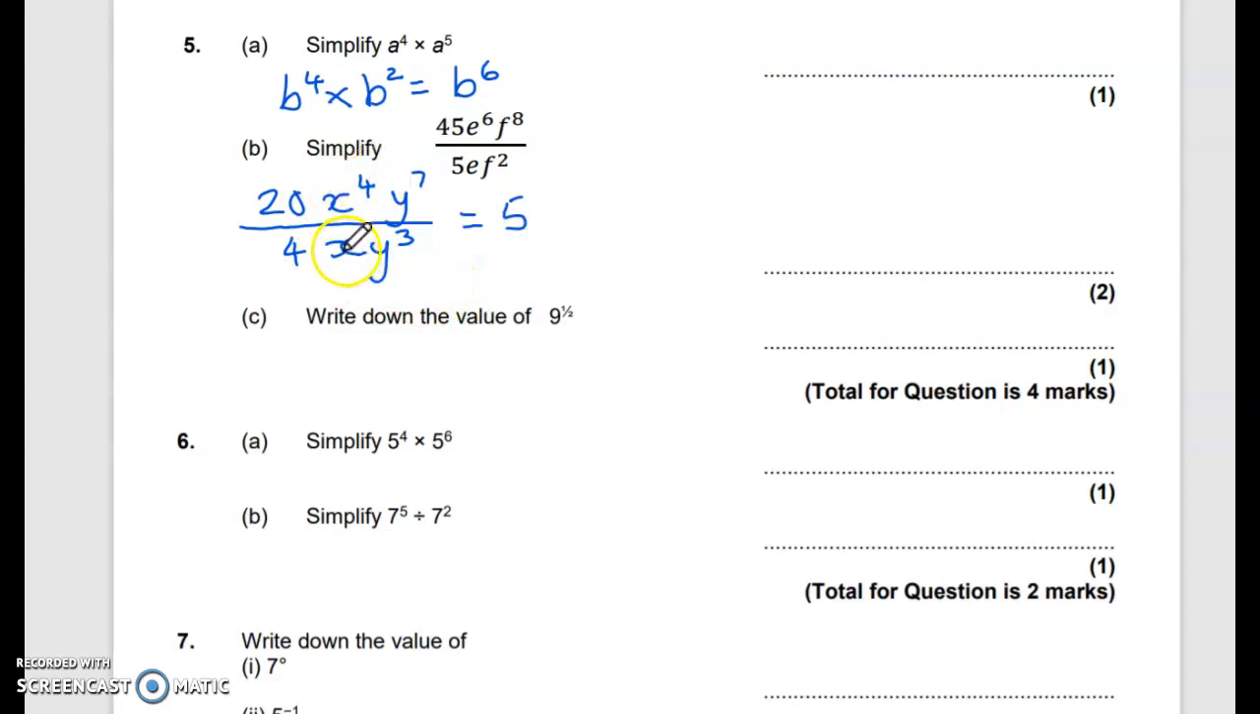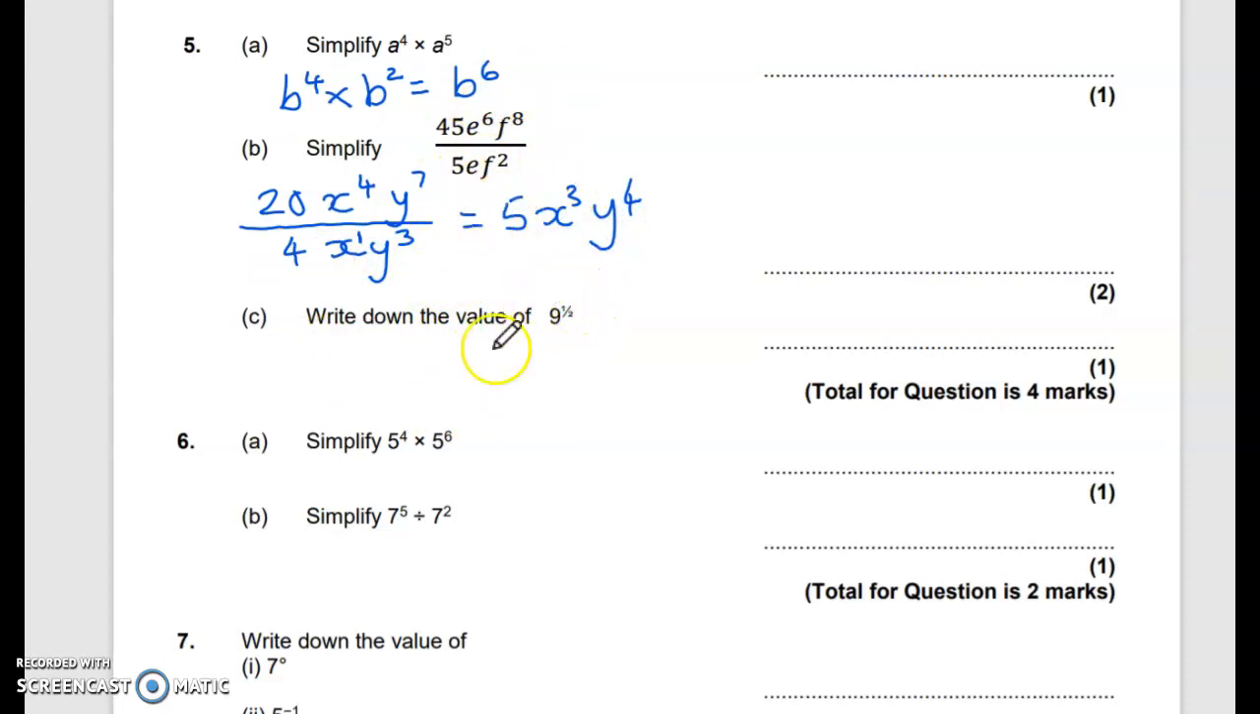x to the power of 4 divided by x. Now if there isn't a number here, it means to the power of 1, so I'm going to put a 1 there. I'm going to take these powers away. When you're multiplying, you add the powers. When you're dividing, you take the powers away. So I end up with x to the power of 3. And then if I take the y ones away from one another, I've got 7 take away 3, which is y to the power of 4. So have a go at that one above.